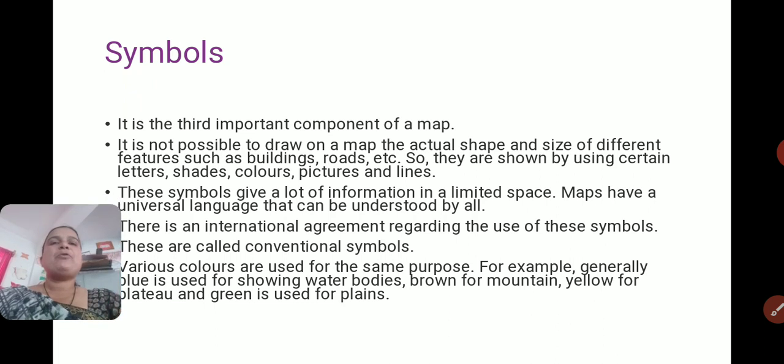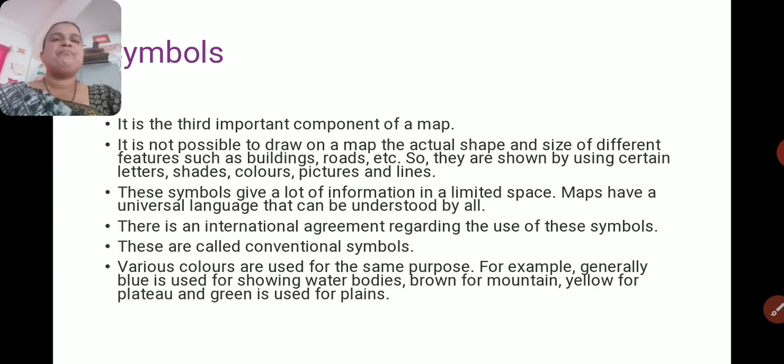Now the next important component of a map is symbol. It is not possible to draw on a map the actual shape and size of different features such as buildings, roads, etc. It is very difficult, very hectic, to draw buildings, roads, bus stops, as well as a railway station and post office.